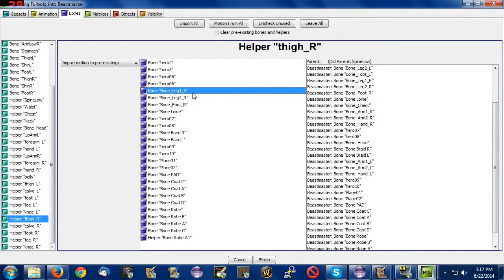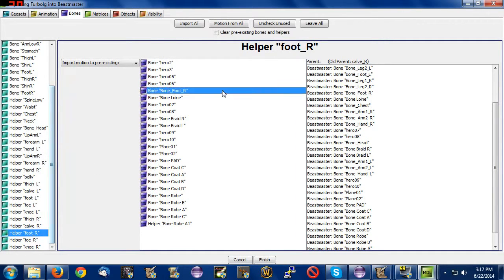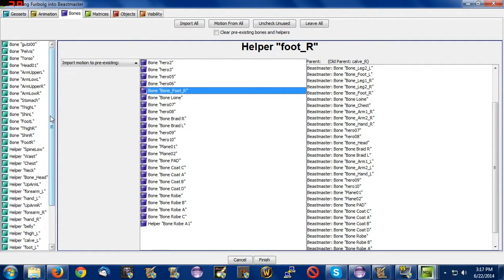Then we have thigh R. We can put it on leg R. Calf, leg 2R, and the foot can be on the foot. At this point, we have probably told the program enough information to associate the motion data of the Beastmaster and the furball, and quite likely things are going to work.